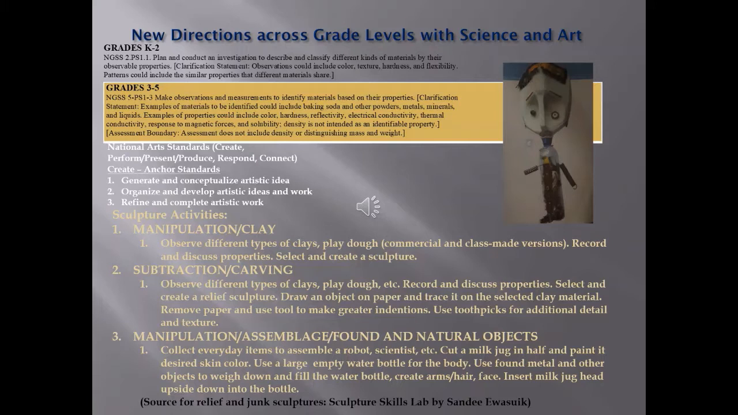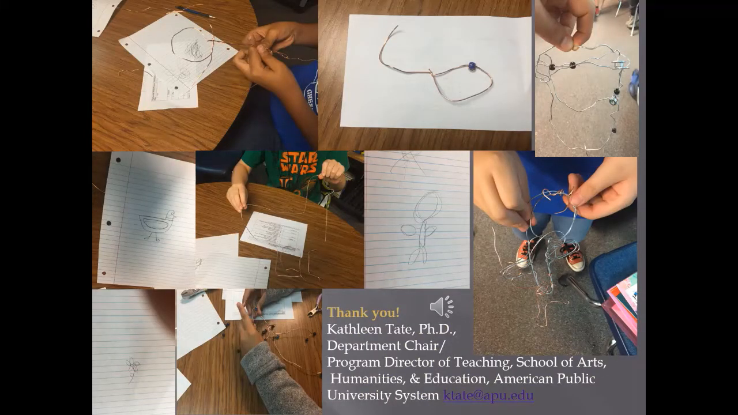Referring back to the earlier slide, children can do manipulation with clay, different types of clay, and compare those materials. Do subtraction, carving, relief sculpture with paper and indenting, and manipulation assemblage with found objects, with a water bottle and milk jug, as in the photo to the right. Check out the original article, but here are some pictures of EDPs, drawings, and sculptures.